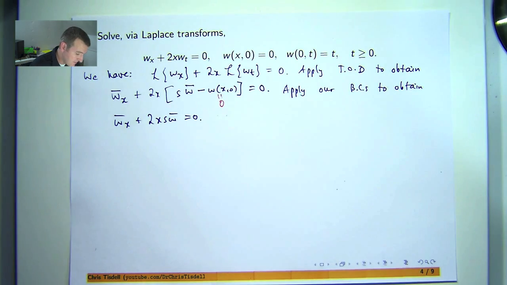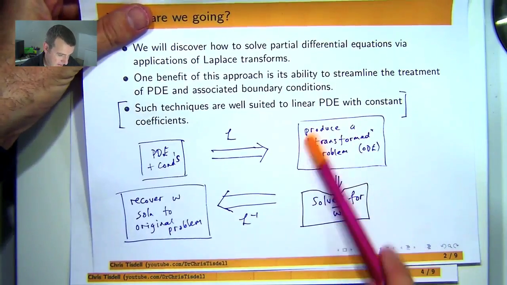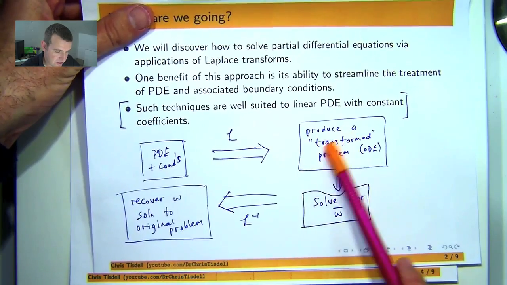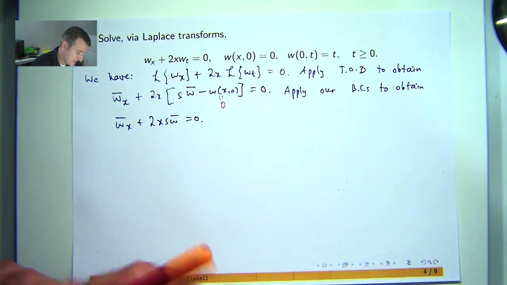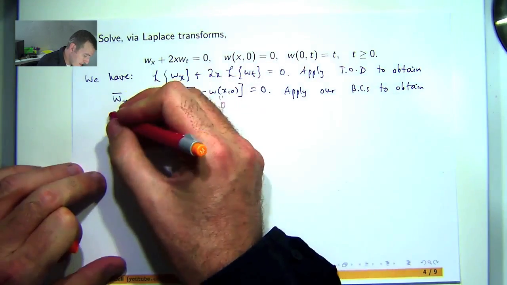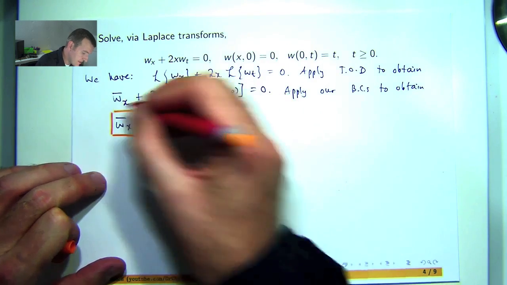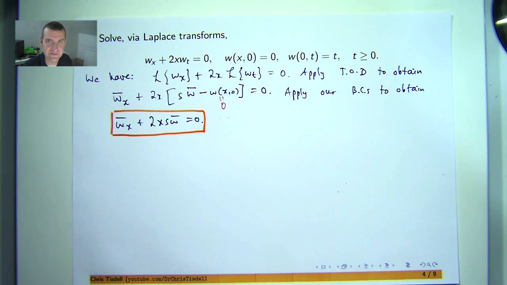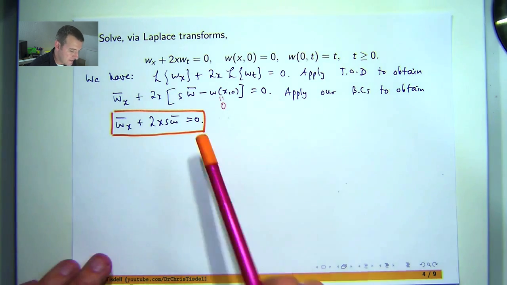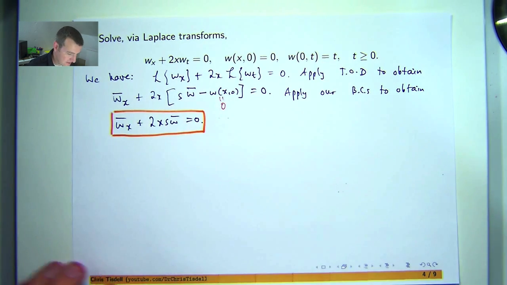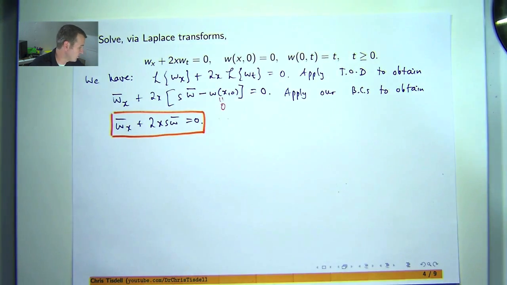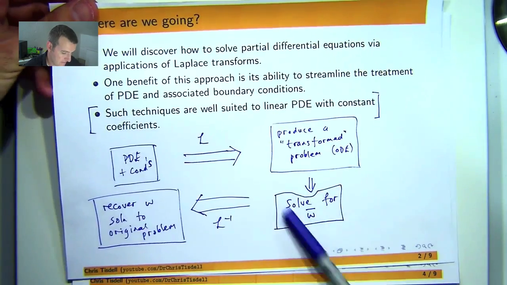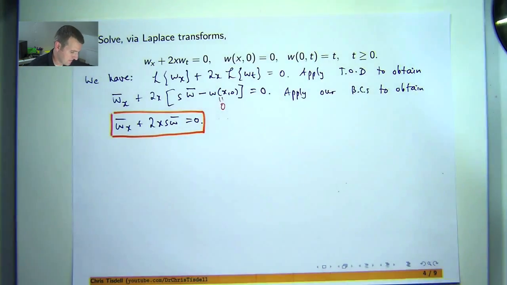So we can see that we've actually reached this stage now. We've produced a transform problem, which is essentially an ODE. Why is it an ODE? Because it's a PDE where only one derivative is present. Okay, so let's see if we can solve this transform problem. So that's what we're trying to do now. Okay, we're at this stage.